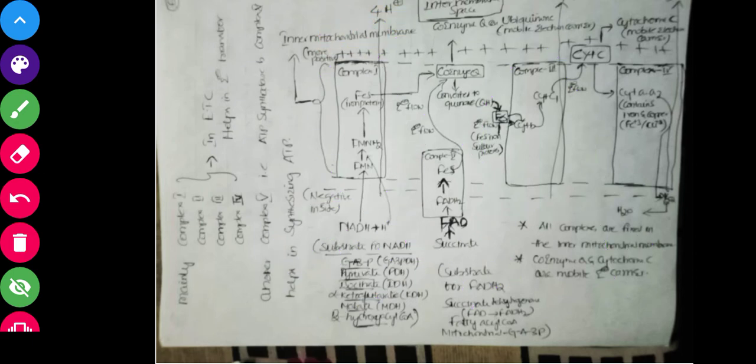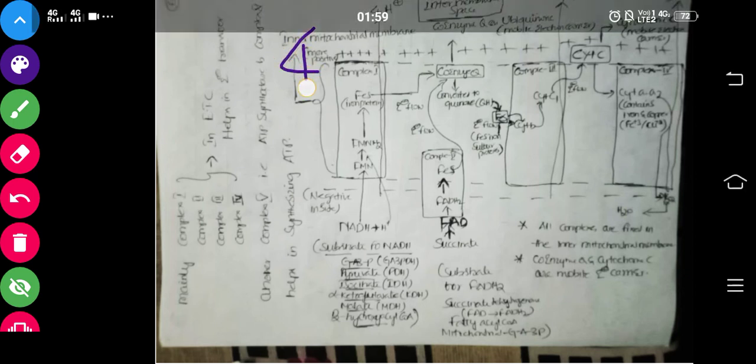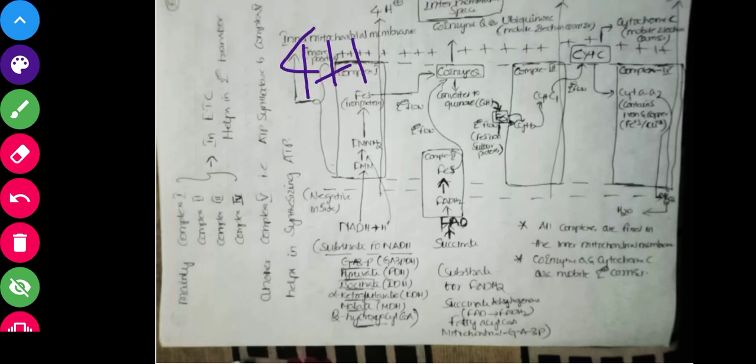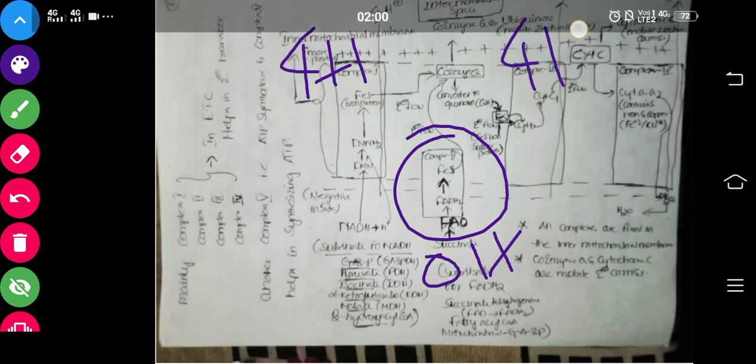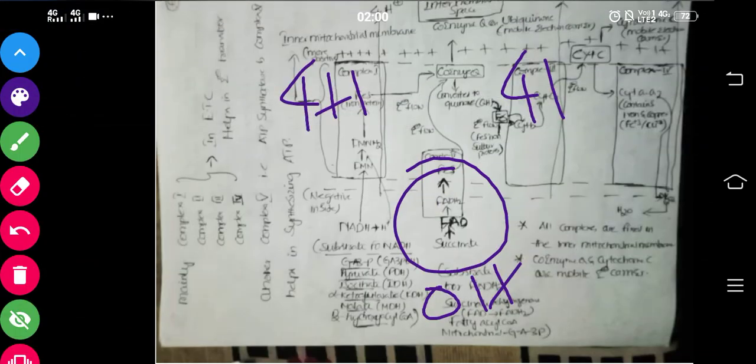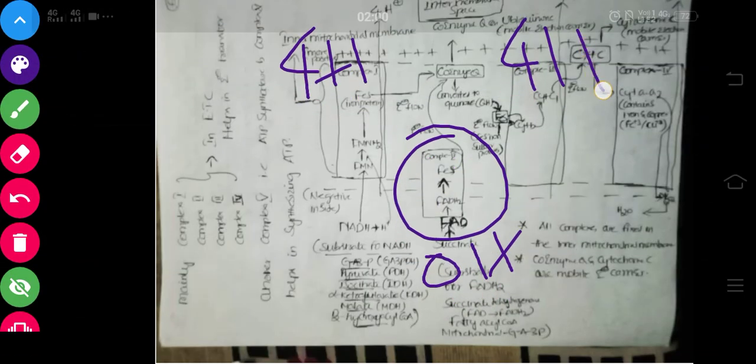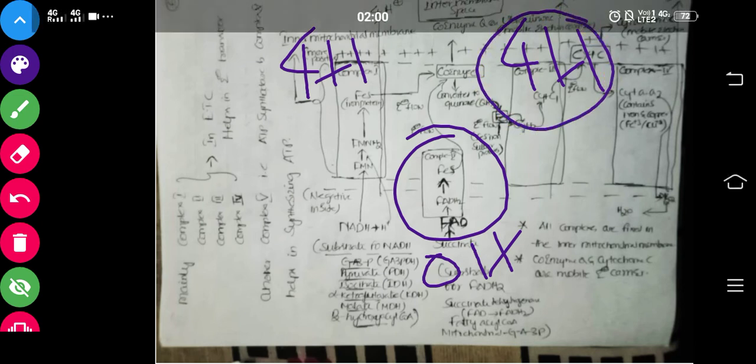Due to this 12 kilocalories of energy, it will pump 4 protons. Due to the energy, complex 1 will push 4 protons. Complex 2, because of low energy, does not push any protons, 0 protons. Complex 3 also pumps 4 protons. The energy developed here is 10 kilocalories. Because of this, it supplies 4 protons, and complex 4 supplies 2 protons.